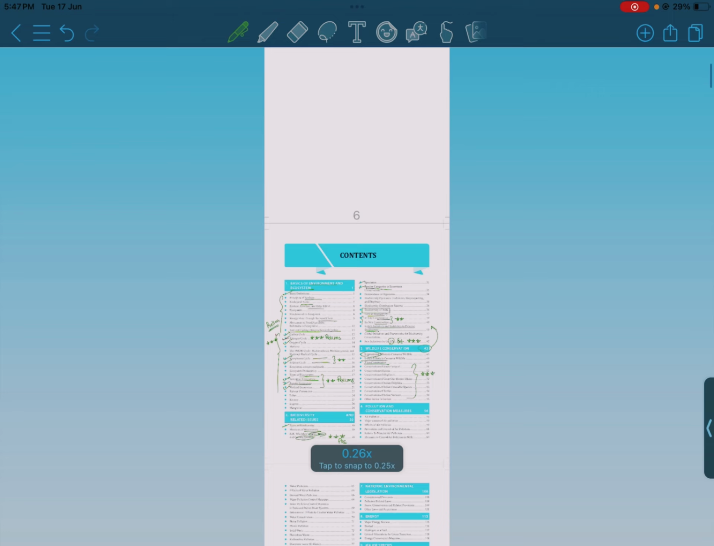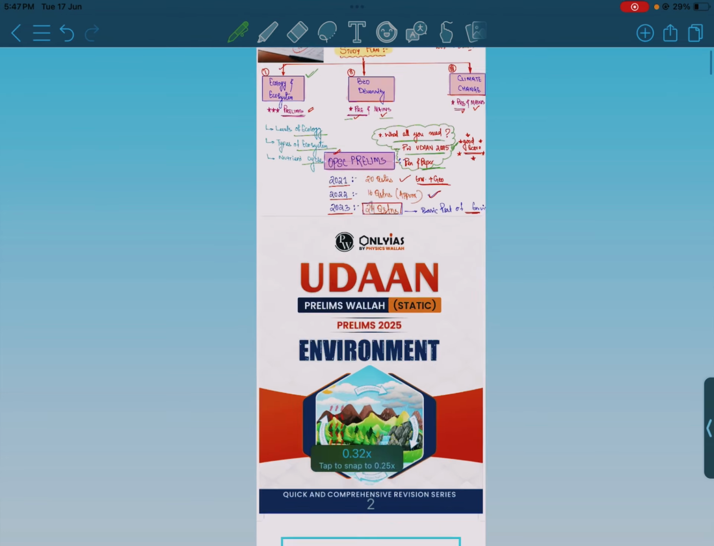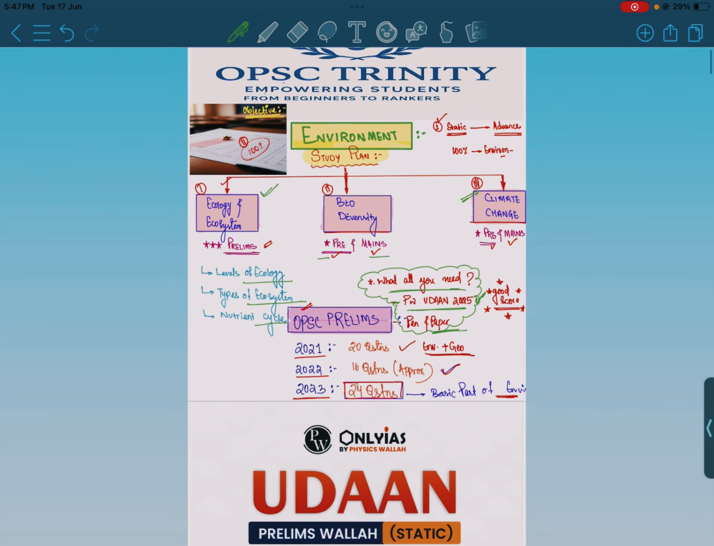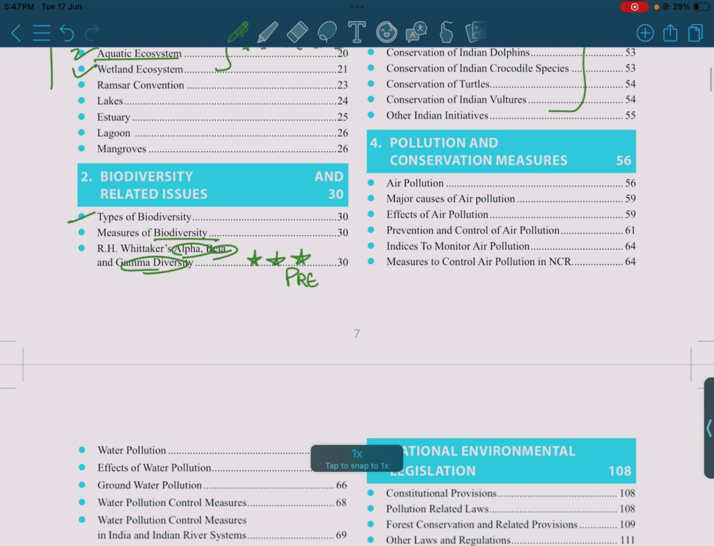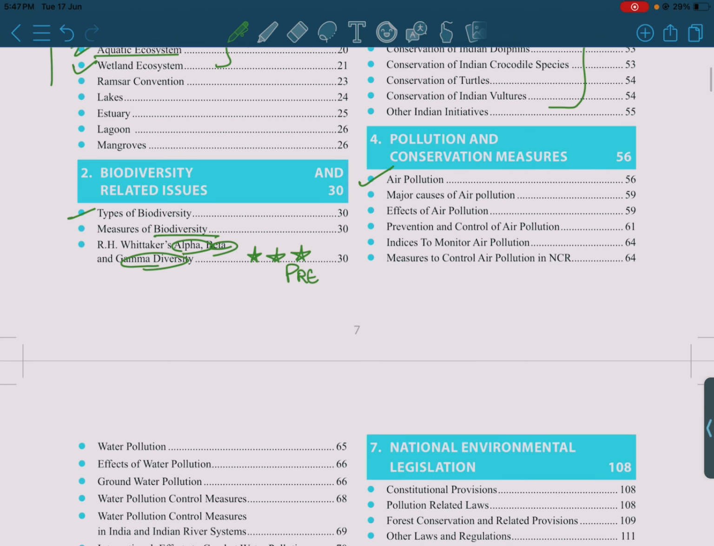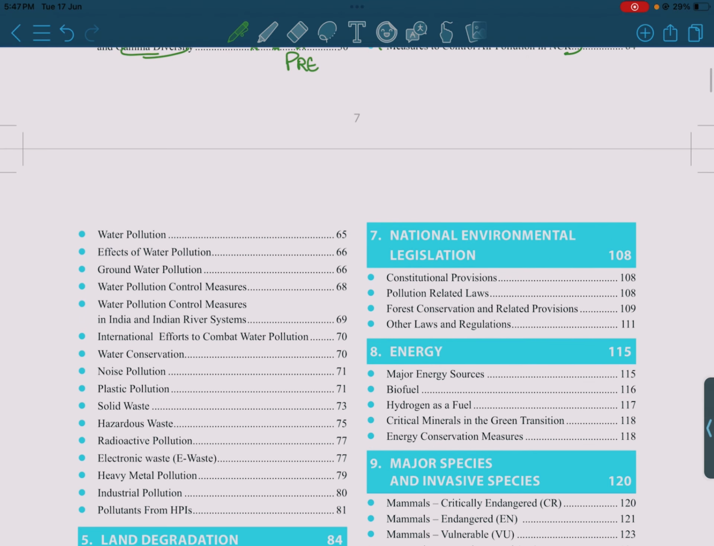Then the third part was climate change. Before we go into climate change, we need to know what the pollutions are. So there is air pollution, its causes, effects and how to prevent it, the measures. Then water pollution, its effects, causes, then measures. Okay, this is one part.